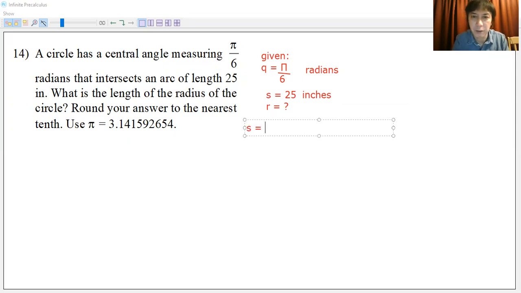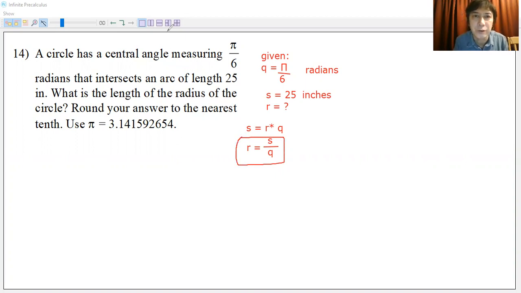Okay, so the same formula. We have S is equal to R times angle. We're after the R, so we will manipulate the formula such that R is S over Q. R is equal to S over Q, and this is our formula for finding the radius of the circle. All right, so R is S over Q.